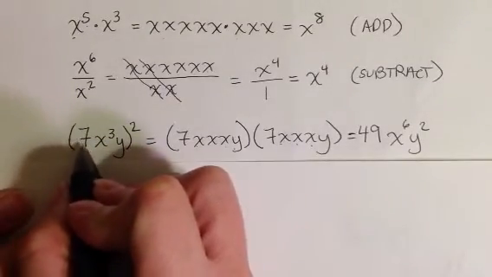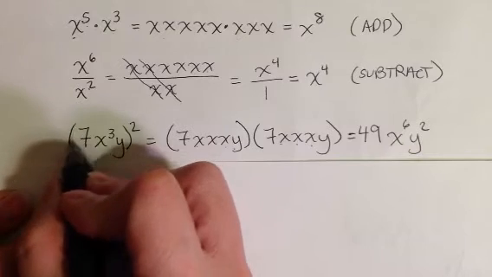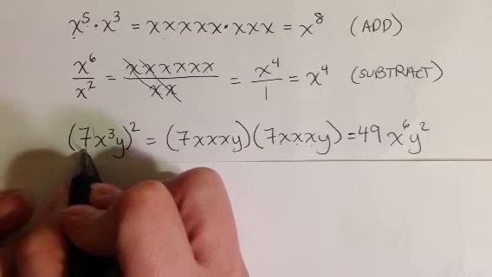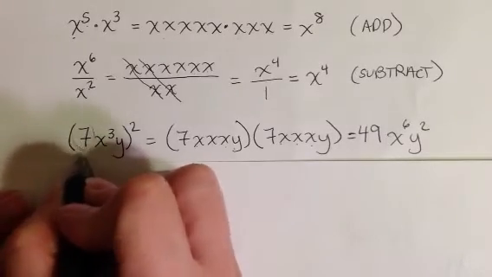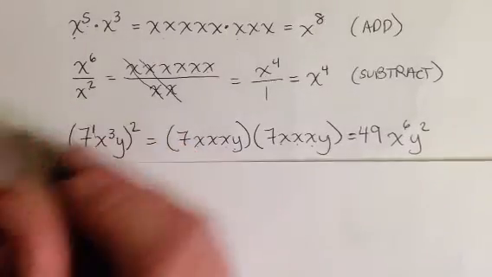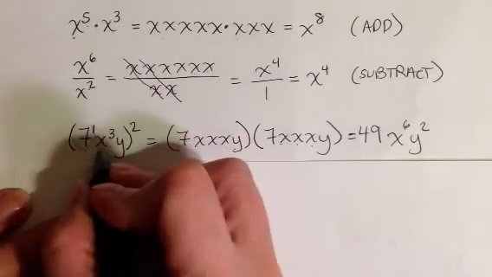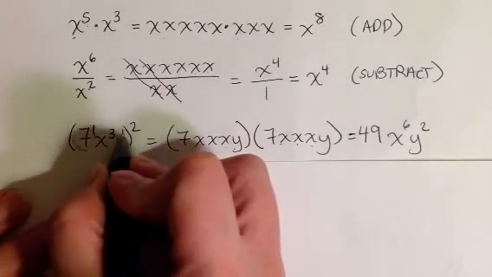Well, first of all, I want you to understand that if you don't see an exponent, and the most common mistake is forgetting this constant in front, the 7. If I don't see an exponent, it has an exponent of 1. Okay, so this is 7 to the first power times x cubed times y to the first power.